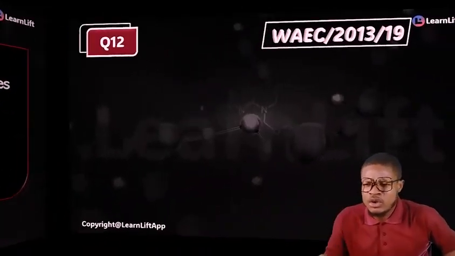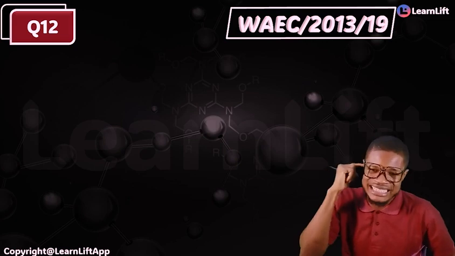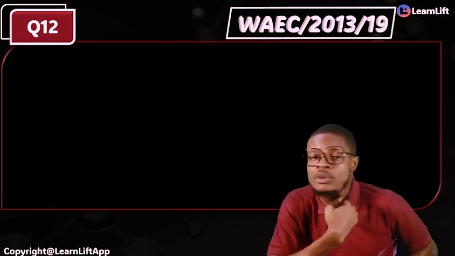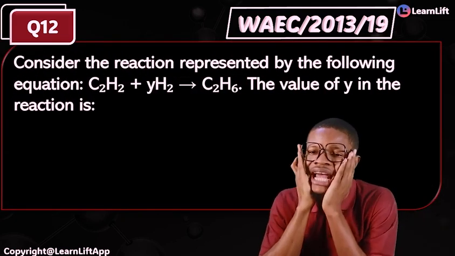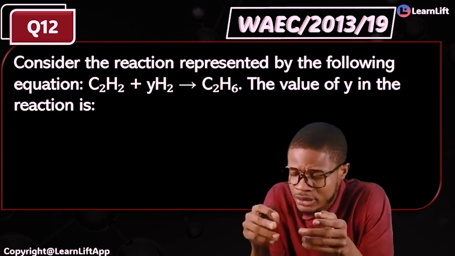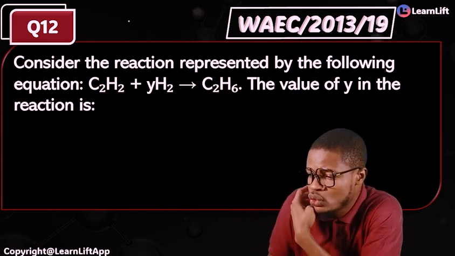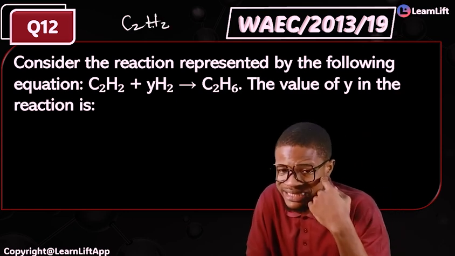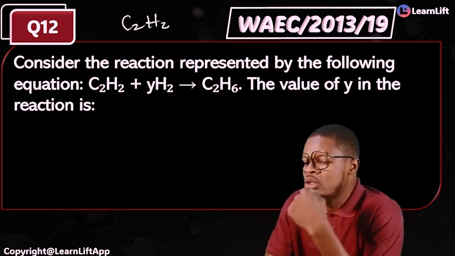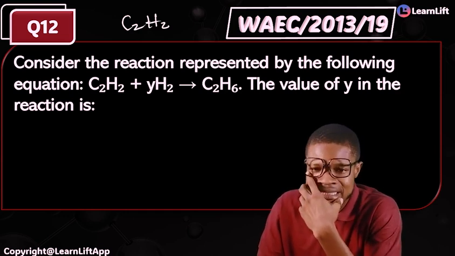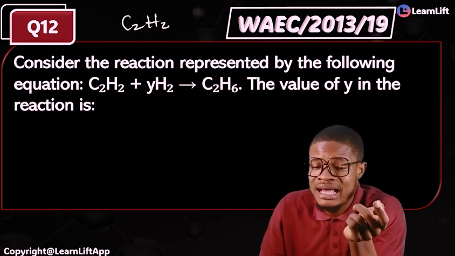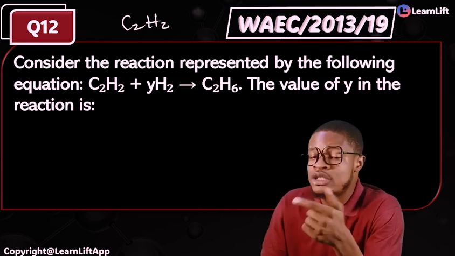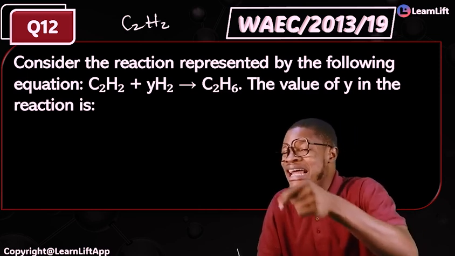Look at question 12. WAEC 2013, question 19. The question says, consider the reaction represented by the following equation. And then they gave us C2H2. That's your ethyne, which is a hydrocarbon. You want to react it with your hydrogen. That's hydrogenation of your alkenes and alkynes.